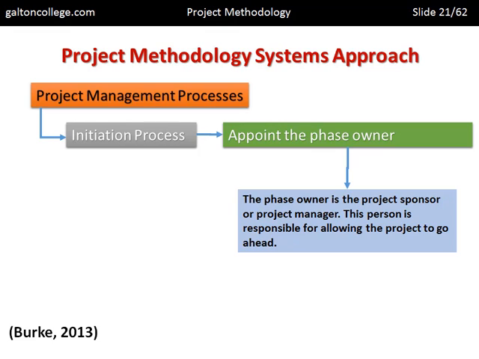But if it's decided that the project should go ahead, then there should be someone appointed to look after the project. So a phase owner should be appointed, a champion. The phase owner is the project sponsor or project manager. This person is responsible for allowing the project to go ahead. So the project manager's role can now be seen. They are the ones who take over the ownership within the structure of the business of this particular project. In other words, they're going to dedicate time and effort to delivering this particular project.